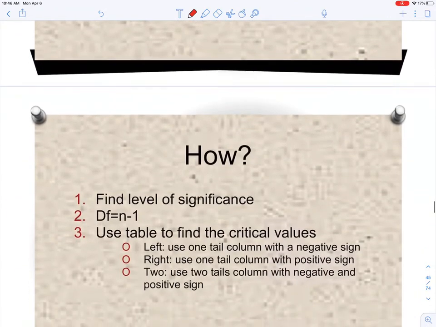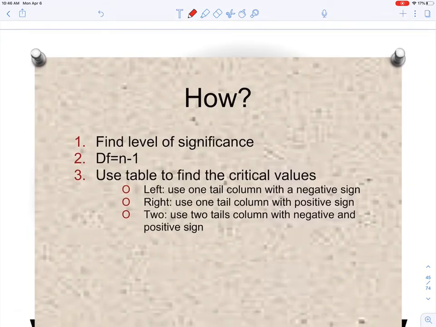So let's look at the steps. Number 1, you're going to determine the level of significance, which I've been calling that Jesus fish. Number 2, you'll have to find the degree of freedom by doing n minus 1. And number 3, you'll use the table to find the critical values. So again, the table we're looking at is the t-chart, not the z-chart.